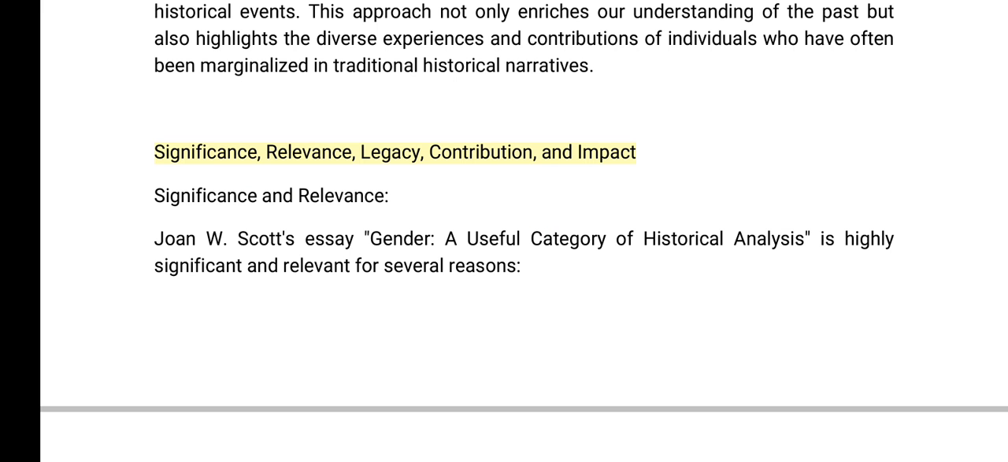Significance, relevance, legacy, contribution, and impact. Significance and relevance. Joan W. Scott's essay, Gender, a Useful Category of Historical Analysis, is highly significant and relevant for several reasons.